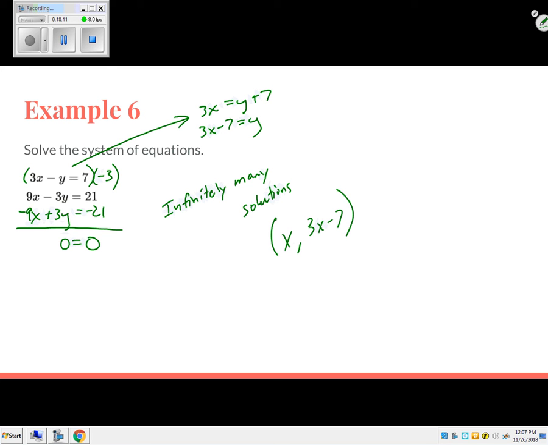The point (9, 20) works. So there's infinitely many solutions. I do want to see this last step where you get down to this right here. And all this, 3x minus 7, is simply the equation of y.